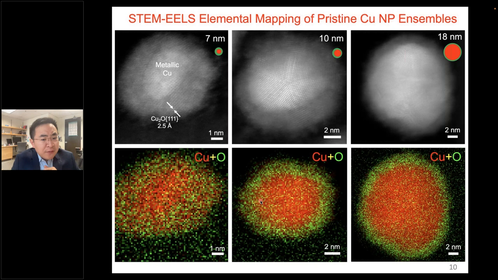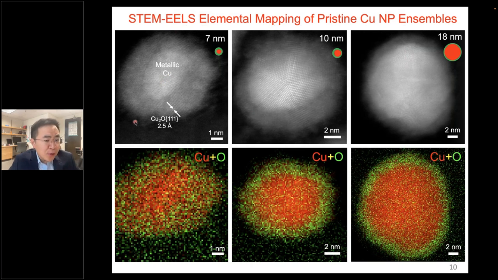If we zoom into individual particles, surprisingly, they share a similar oxide shell thickness, most likely 2 nanometers of cuprous oxide in a polycrystalline phase. What differs is the core size, changing from very small, about a few nanometers, to a fairly big core size.